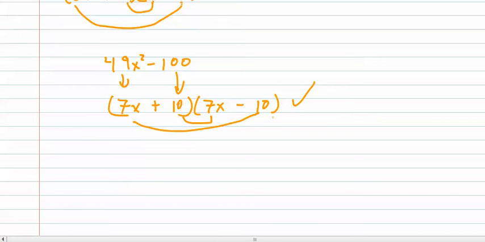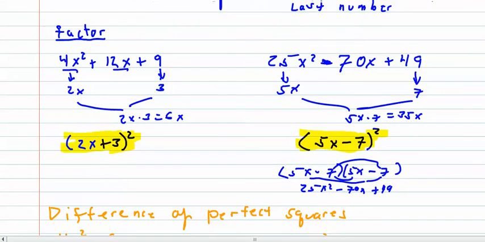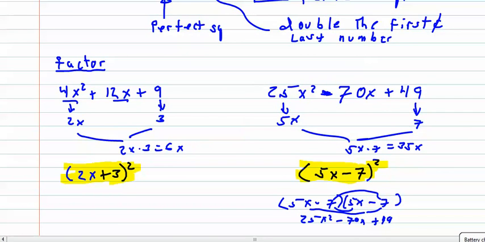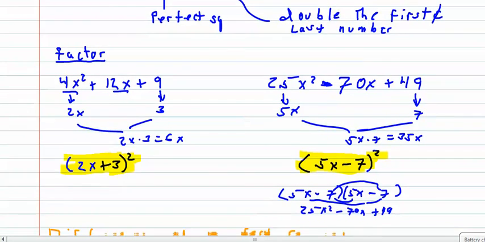If I gave you 49x squared plus 100, that's not factorable. You cannot factor that. This is only the difference, subtraction. Starting with today's homework, you will be encountering differences of perfect squares and perfect squares. These are factorable the way we've been factoring, but if you notice them, if you look for them, it makes your life a lot easier.